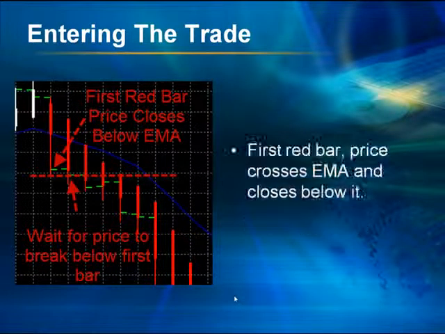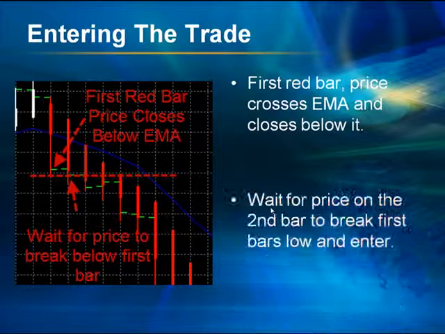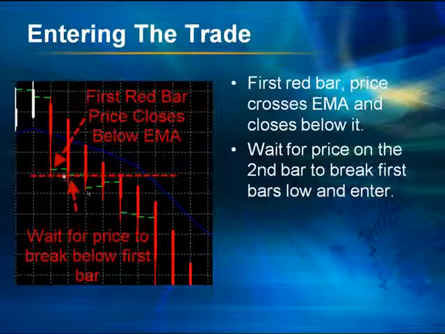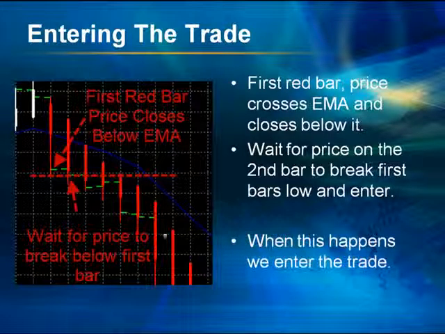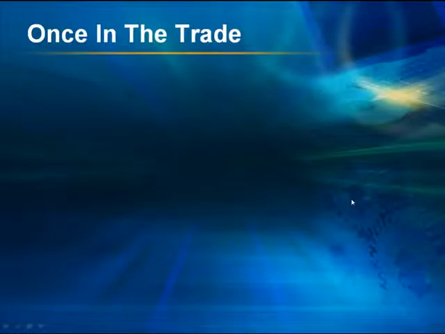And once again, when we're looking for the entry point, we look to see that the first bar has crossed below the EMA 14 and the price has closed below it, and that has happened in this case. Then we need to look at the second bar, and once the price of the second bar falls below the low point of that first bar, that's our entry point. So in this case, that red line drawn right there would be the entry point. So we enter the trade, and once we're in the trade, we need to manage it properly.